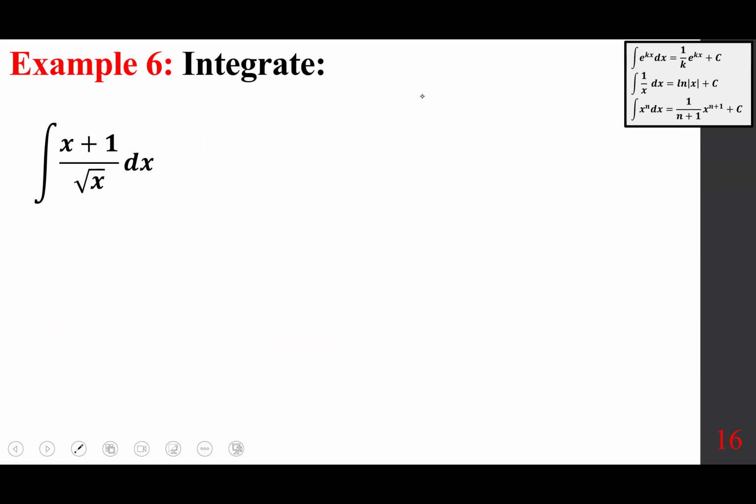All right, let's integrate the integral of x plus 1 over square root of x dx. Even if we wanted to differentiate, the first step would be similar, in which case we have to replace the square root of x with x to the power 1/2 first. That's the first step, everybody.